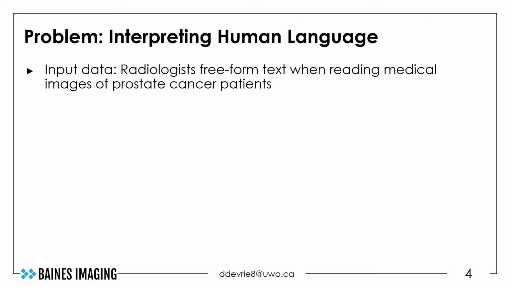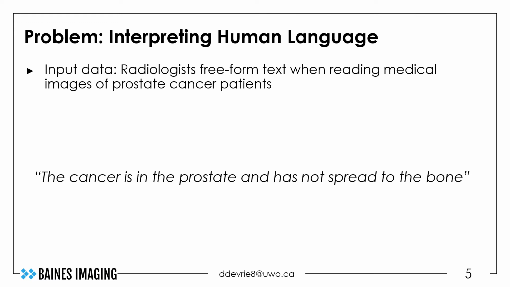The problem that's going to motivate our learning about recurrent neural networks is the idea of interpreting human language. We can imagine a problem where we have input data where a radiologist has written some free-form text, so they can just write a sentence about whatever they want when they were looking at some medical images of prostate cancer. An example would be: the cancer is in the prostate and has not spread to the bone. So they're describing how the cancer looks in the image.